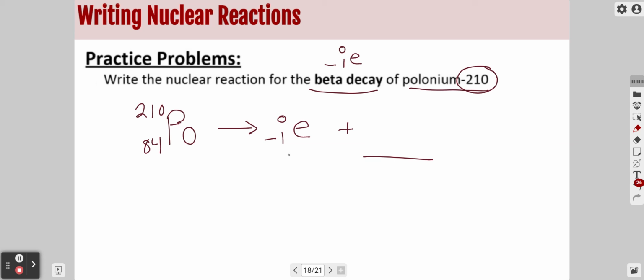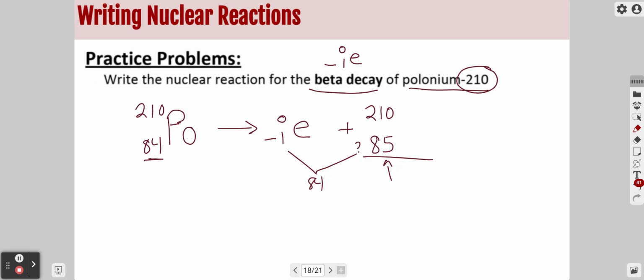All right, so our two atomic numbers have to add up. So -1 plus whatever this number is here has to add up to 84. So that's going to be 85. 85 plus -1 is 84. On the top here, we have a mass number of 0, so our mass number is still going to be the same, actually. But it's going to be a whole new element because our atomic number has changed to 85.